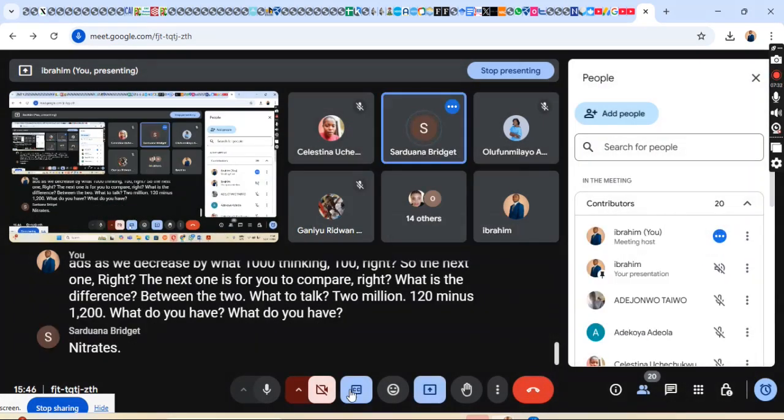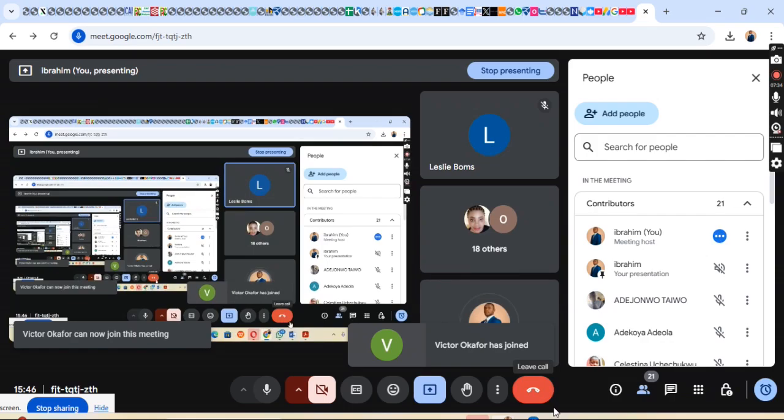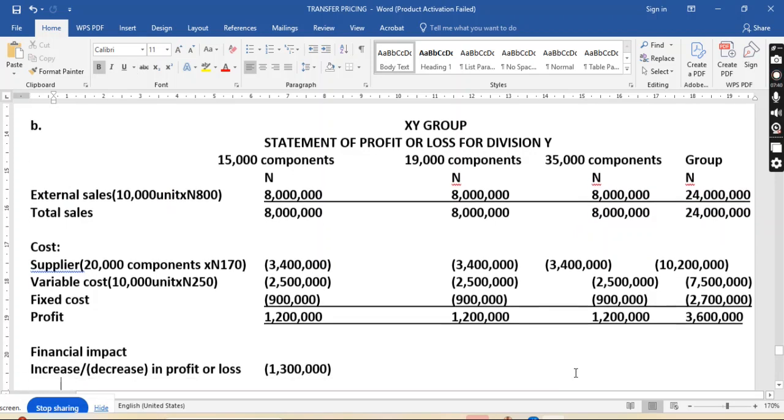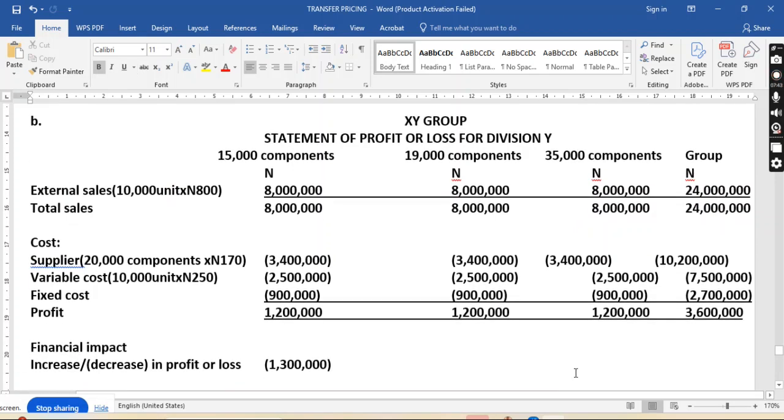920. Which means that the profit has actually decreased by 920, right? Decrease in profit, 920. Decrease in what? Profit, 920,000. Can you see it?